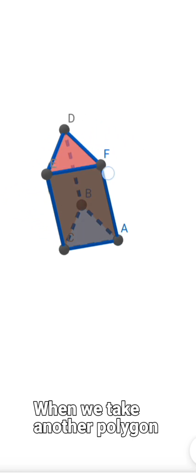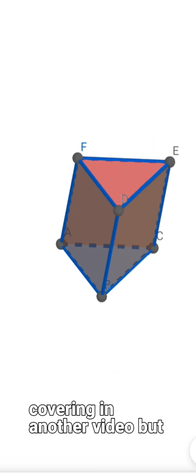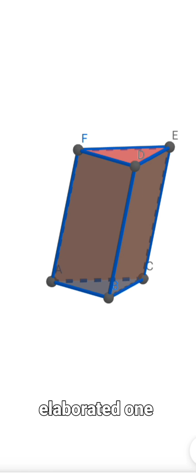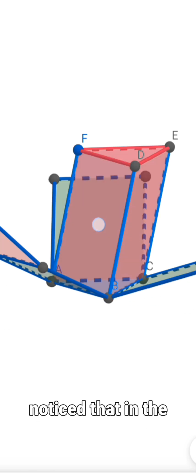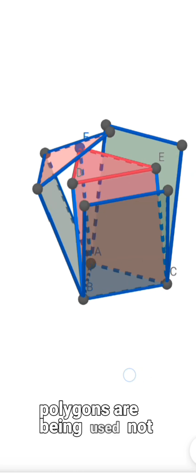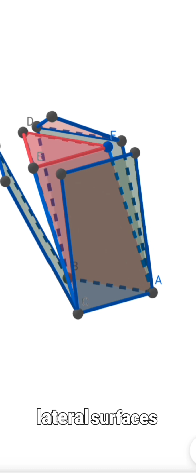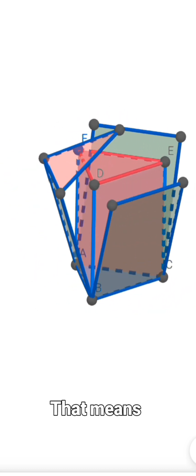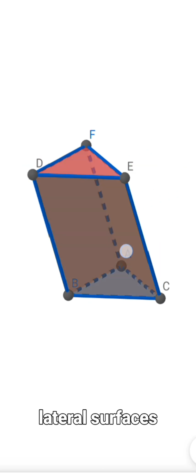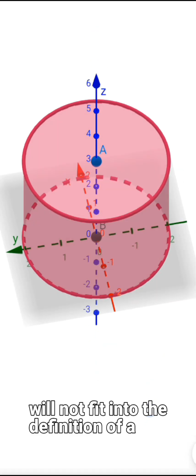When we take another polygon in place of triangle, that I'll be covering in another video, but through all the nets we have elaborated, one thing we have noticed is that in the prism only polygons are being used, not only for the base but also as the lateral surfaces. That means anywhere, either for the bases or for the lateral surfaces, if we are using curves, then that will not fit into the definition of a prism.